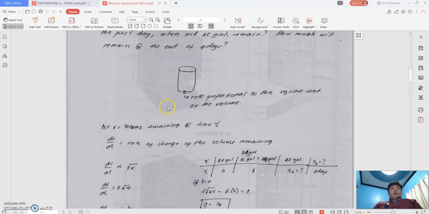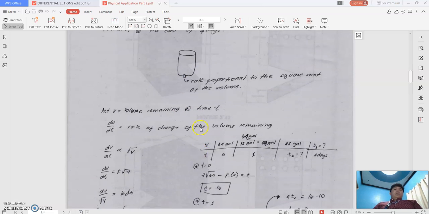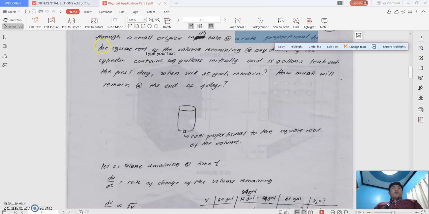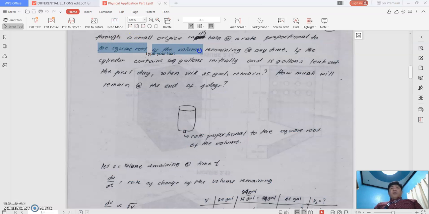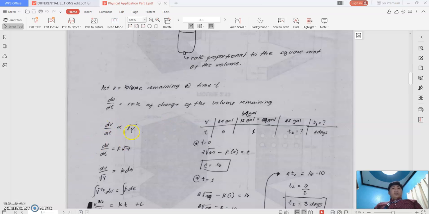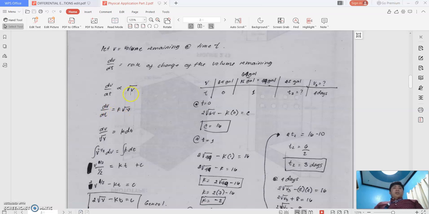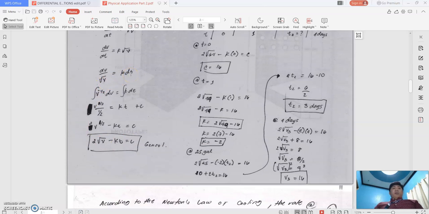So V is the volume with respect to time, and dV/dt is the rate of change of the volume that is remaining. It states here that water leaks through a small orifice in its base at a rate proportional to the square root of the volume. So from here, change the constant of proportionality to k. After that, do the variable separable.